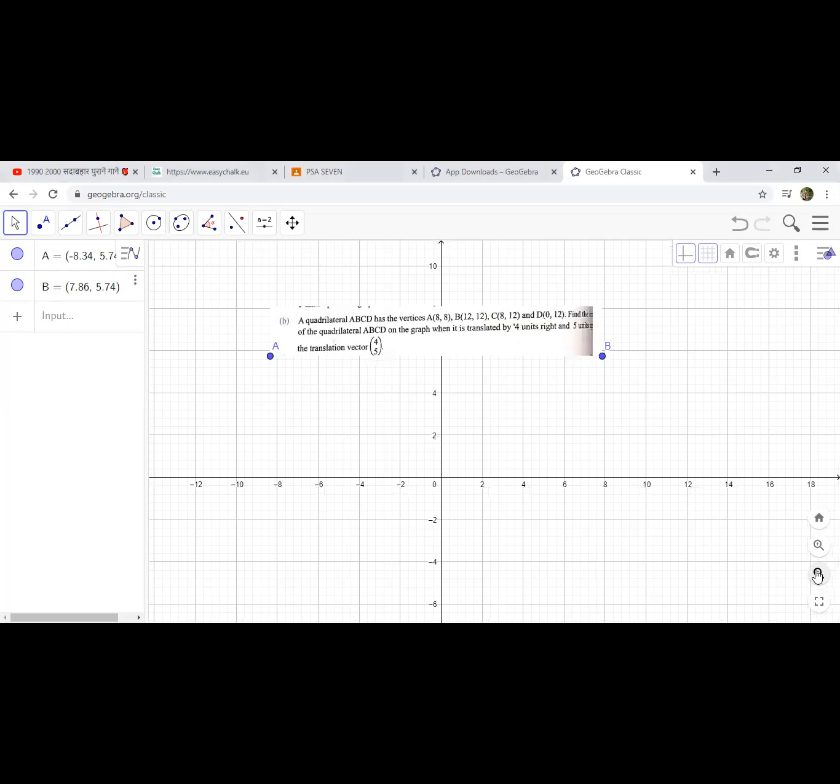Vertex A is 8, 8. Vertex B is 12, 12, and the vertex C is 8, 12, and the vertex D is 0, 12. Here the measurements are so much large. Okay, so let me just a little bit zoom out this graph.